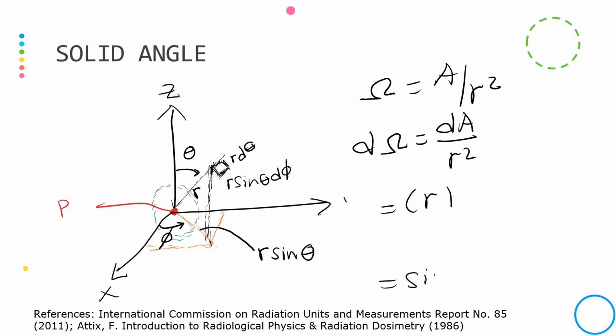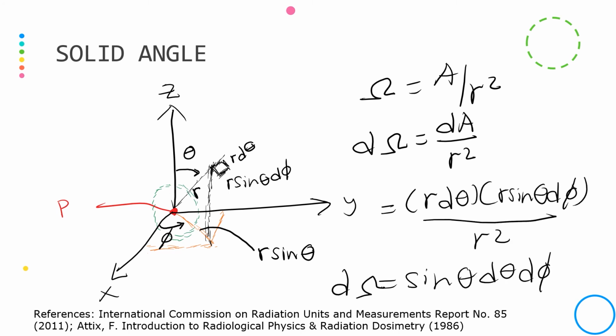So thus, for this given configuration here, for a sphere, we have your polar angle theta and your azimuthal angle phi with this radius r. We can have the following expression for our d Omega, or for our solid angle, and this is equal to sine theta d theta d phi.